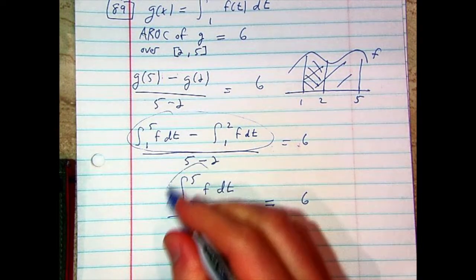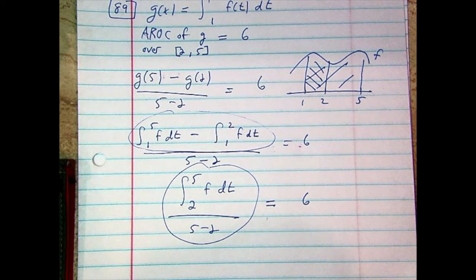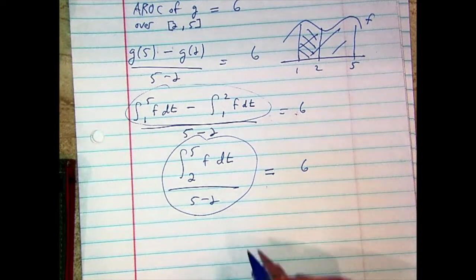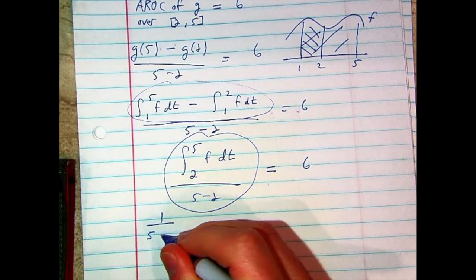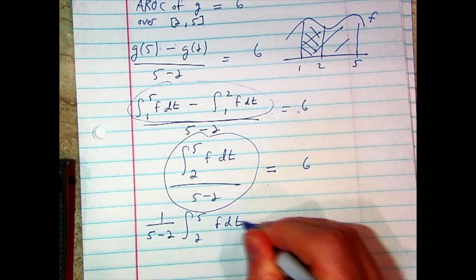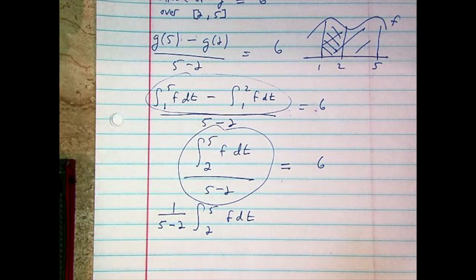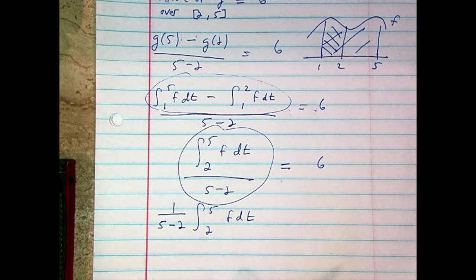If you look at this expression, it is in fact the formula for the average value of f over the interval 2 to 5. Maybe it would be helpful if I rewrote it. Usually the average value formula, you see it like this: 1 over 5 minus 2, integral 2 to 5 of f dt. That's definitely just the average value of f over the interval 2 to 5. You integrate the function over the interval and then you divide by the interval width. That's the average value formula.